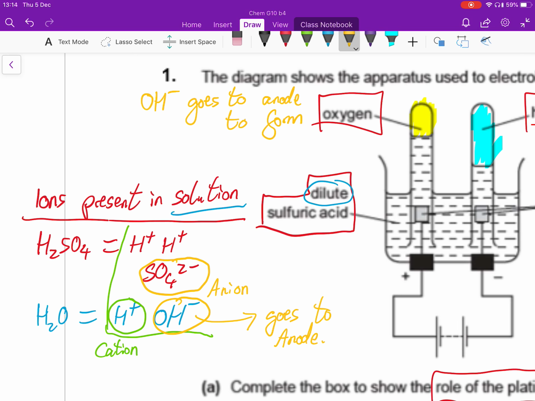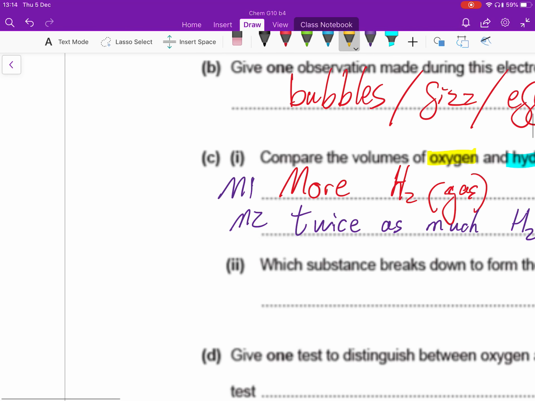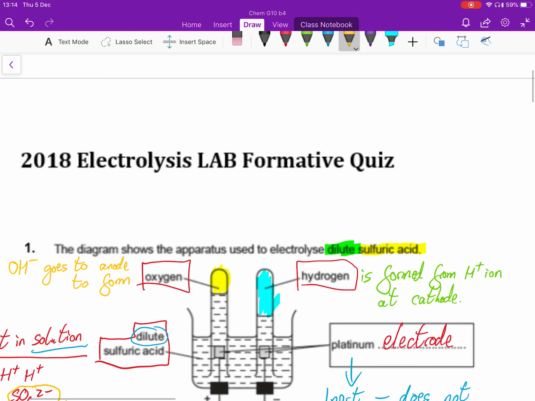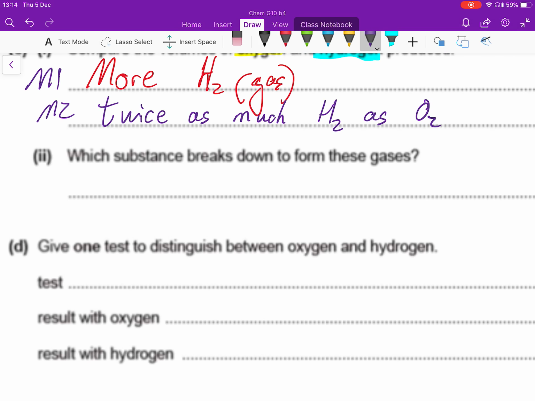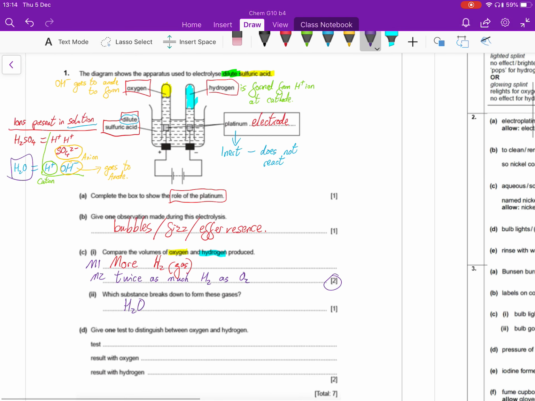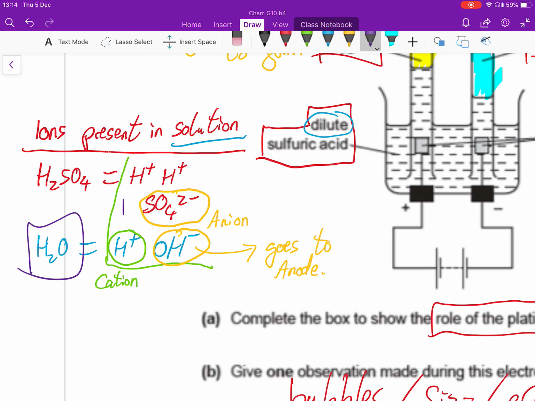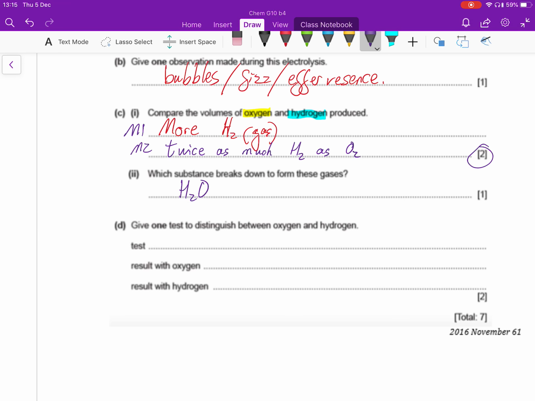Okay, so whenever you get stuck, always think what ions are present in the solution. If there's water, because it's a solution, you're going to have H plus and OH minus. Only in a molten substance will you not have water there. So which substance breaks down? Well, if we have a look, the two which are going to each electrode are H plus and OH minus, and this was water. So the substance breaking down is water. The sulfate and the other hydroxide ions are staying in solution. So they're not breaking down.